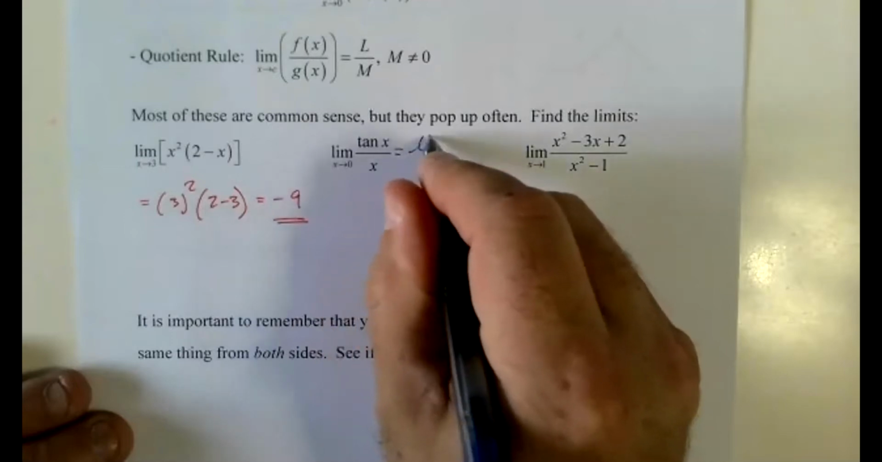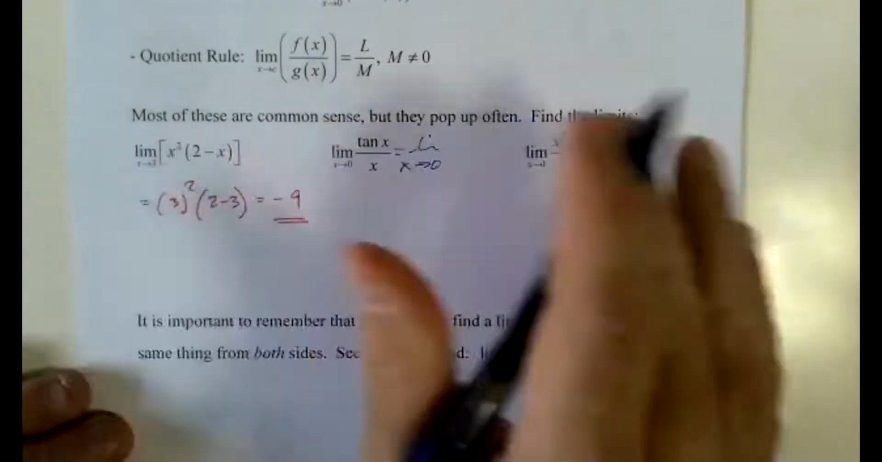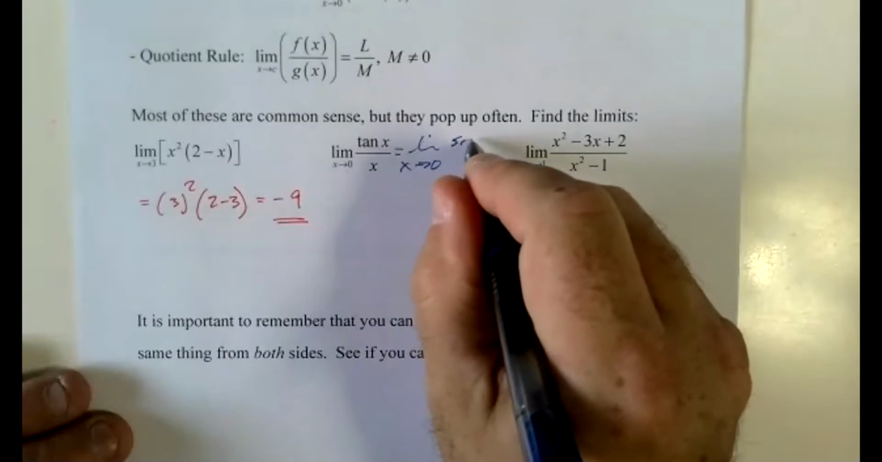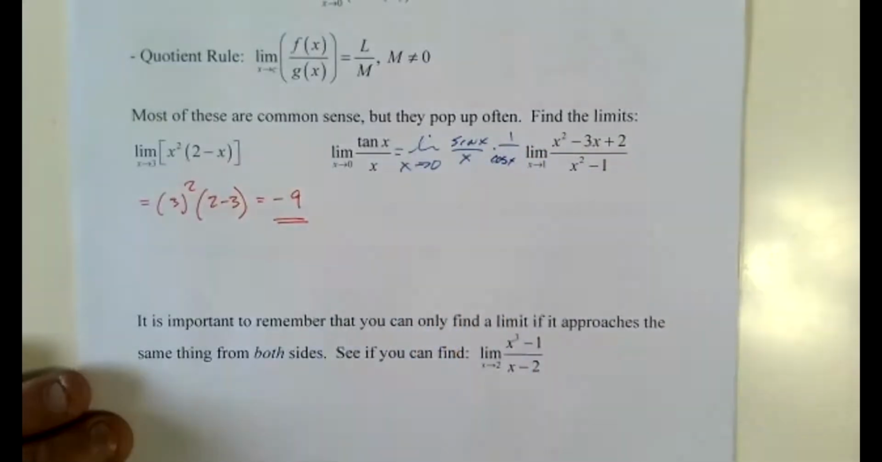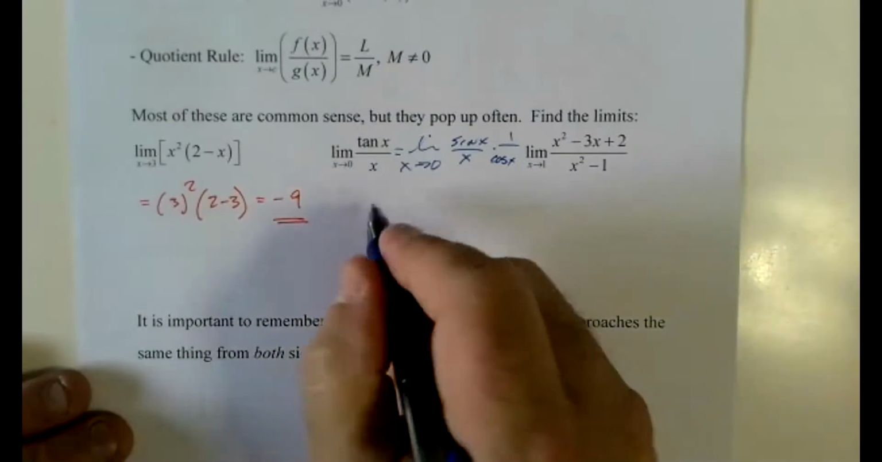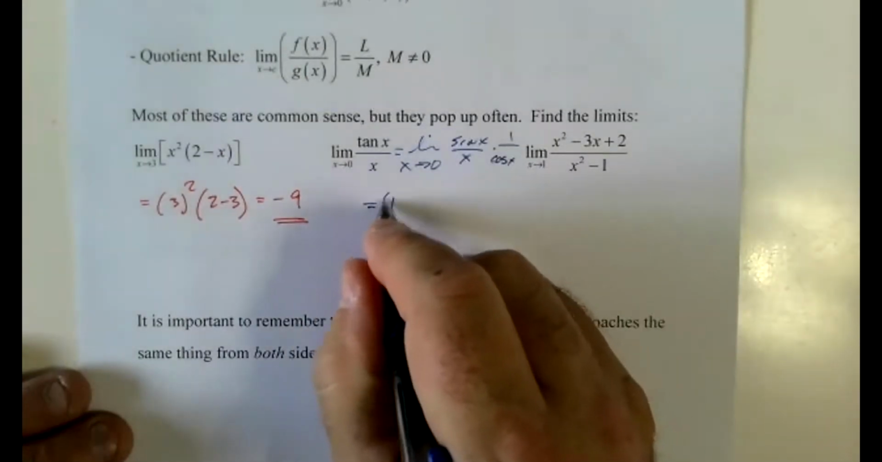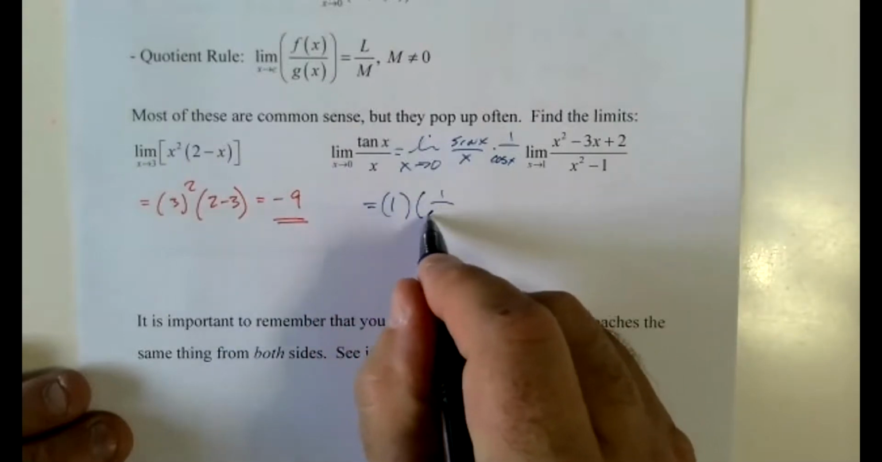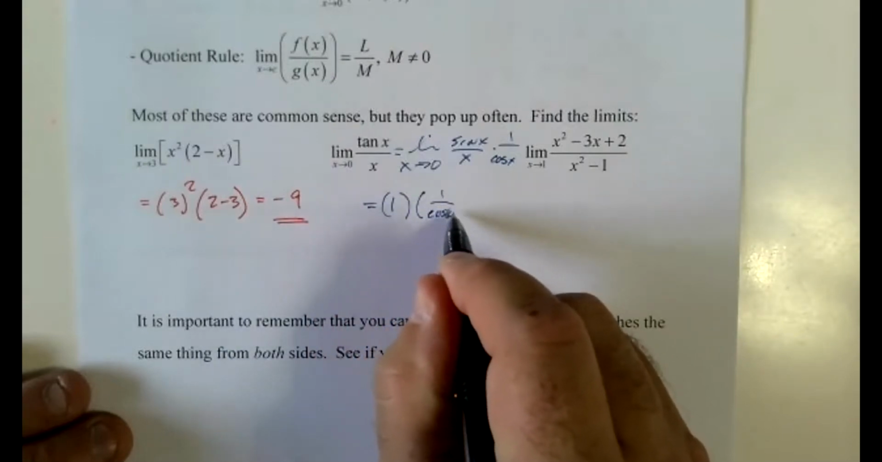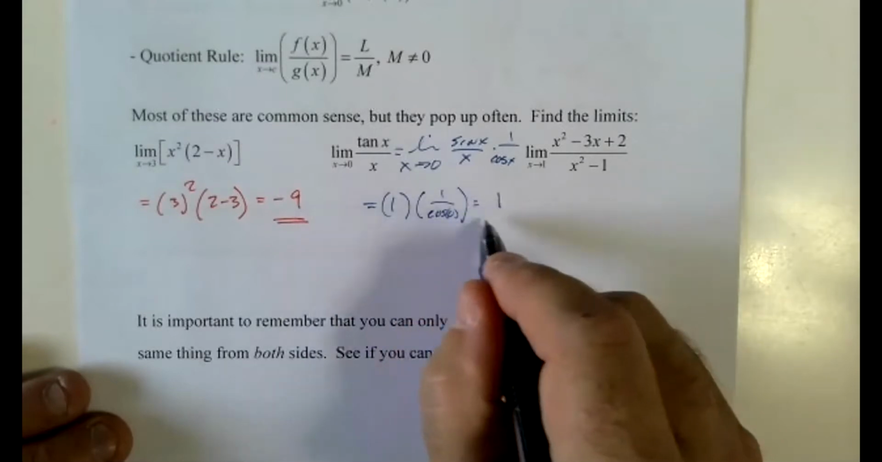So this is limit as x approaches 0. I am not putting in the 0. Sine of x over x times 1 over cosine of x, which we happen to know the first one is 1. See, now I'm not writing limit anymore, and 1 over cosine of 0 is 1, so 1.